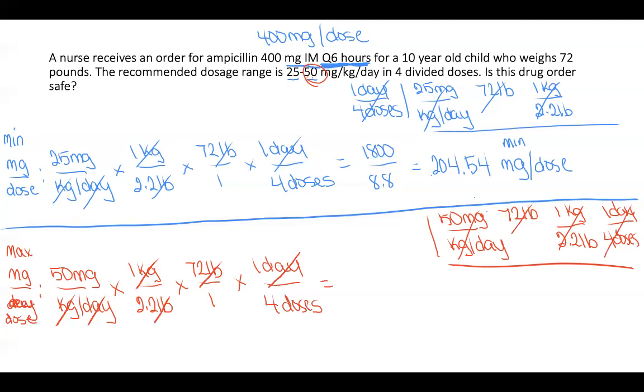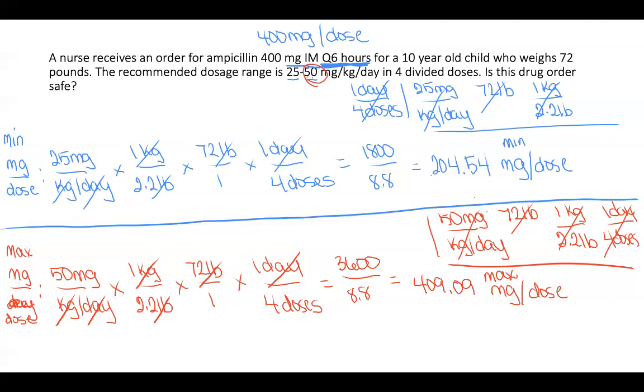So now let's solve straight across. 50 times 1 times 72 times 1 is 3,600. 1 times 2.2 times 1 times 4 is 8.8. 3,600 divided by 8.8 is 409.09. And this is maximum milligrams per dose.